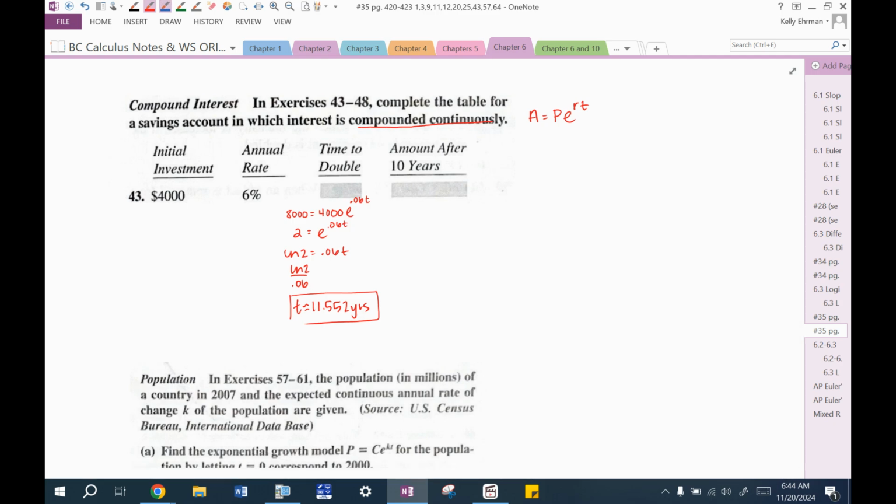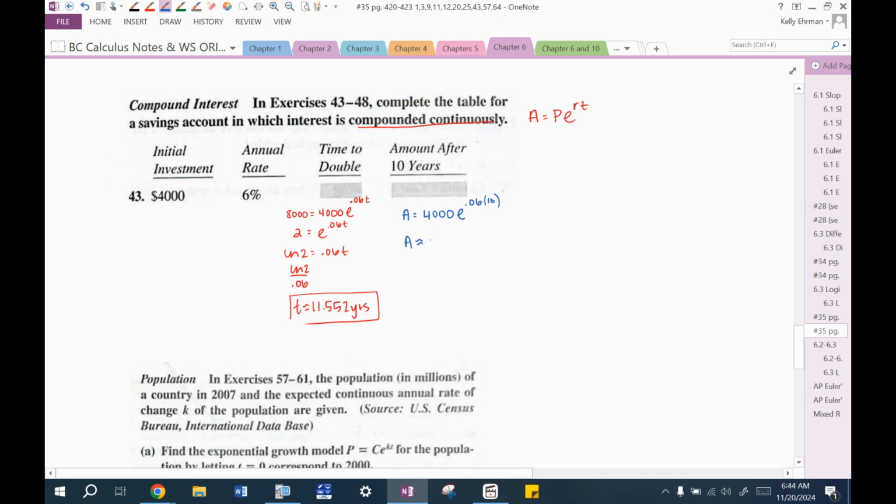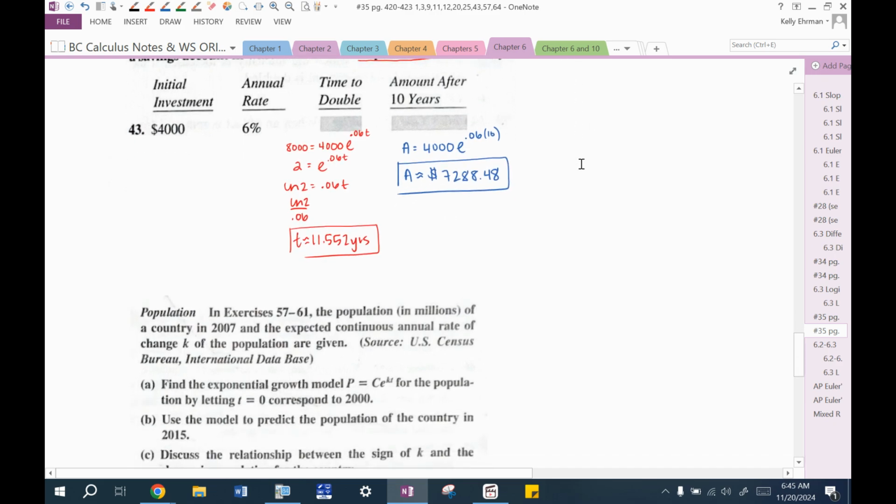And then for the amount in the account after 10 years, that's where we don't know A. We're investing 4,000 at 6% continuously for 10 years. So 4,000 e to the 0.06 times 10. So that's 7,288.48. Put a dollar sign on that. I think this is what I said, let me double check that. 7,288.48. Yeah. All right, so no calculus needed there, just sort of a reminder about our compound interest formula.